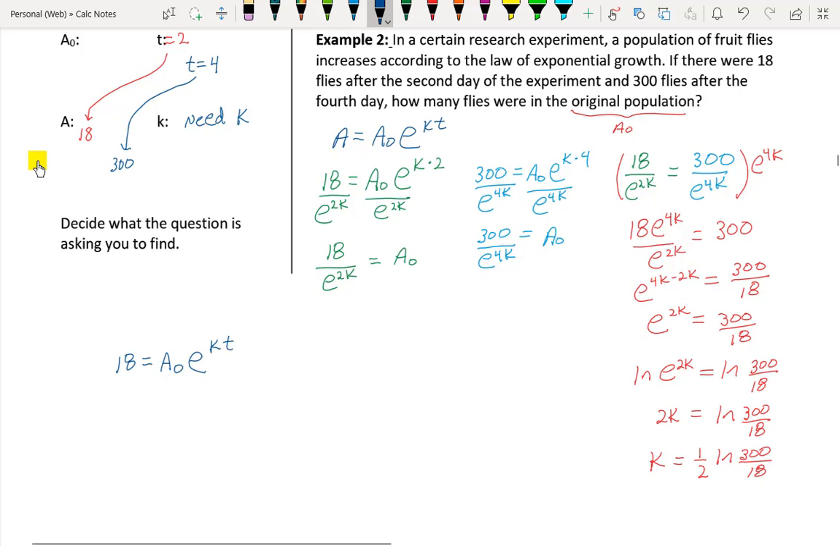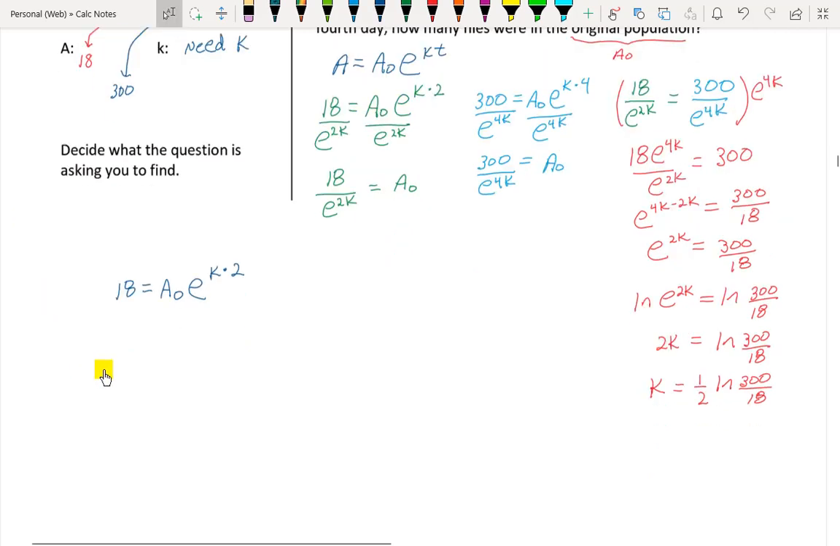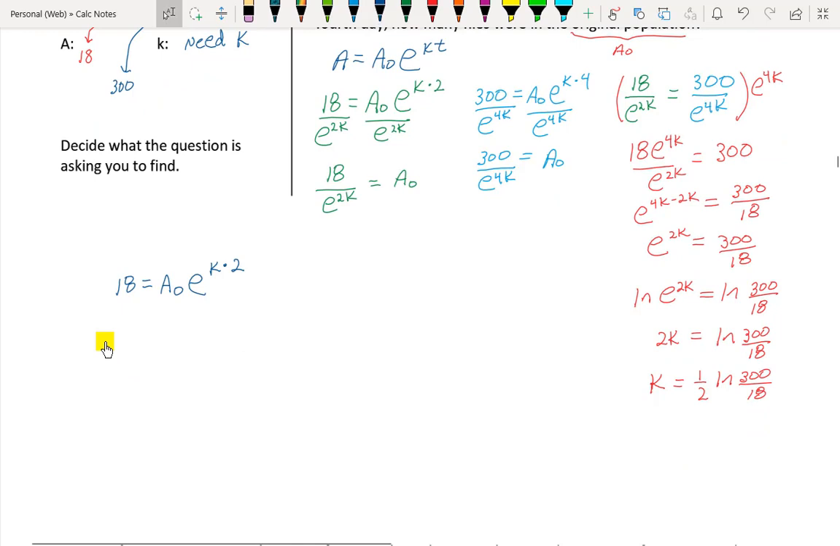And again, keep in mind here, actually the t value should be 2 here, so k times 2. And my k value is this value that we just found on the right side. So we'll plug that in later. So I need to get rid of the e to the k times 2, so we're gonna divide that out. This is gonna be 18 over e to the 2k equals a sub 0.